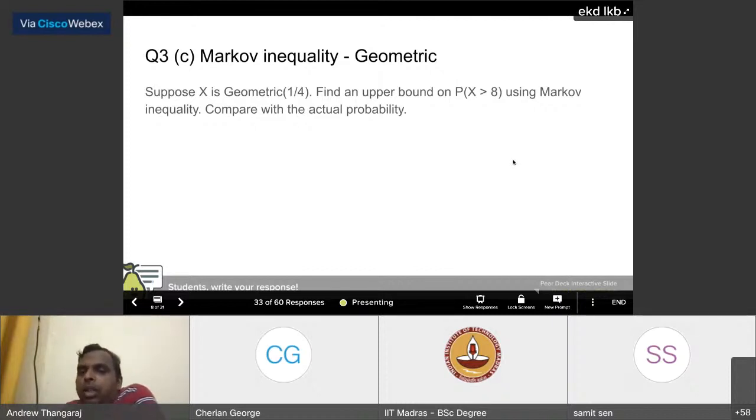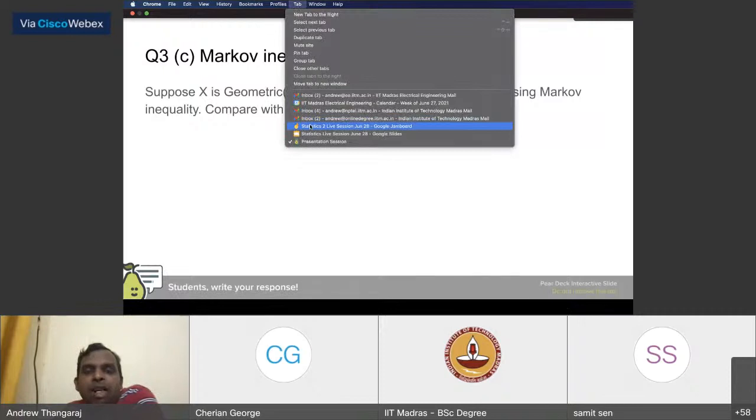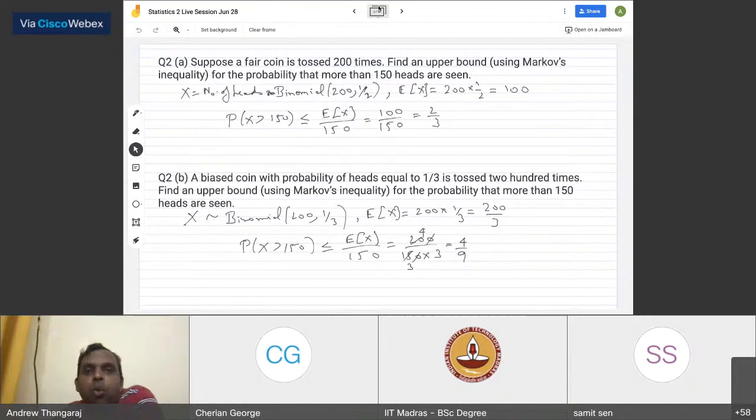Yes, that's true. Shaker has made a point that Markov is applicable only for non-negative random variables, and Chebyshev for both. Yes, true, so that point is right. That's important to see. Most people have answered here, so I think many people have got it. So let me quickly show you the solution and walk you through how I've written it down.